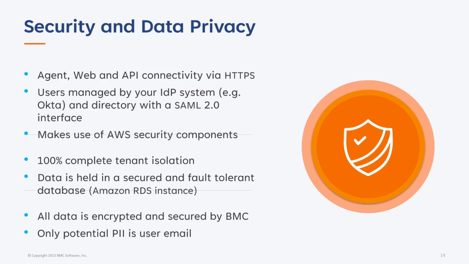Along with availability and maintenance, security and data privacy are foundational to how Helix Control M is delivered as a SaaS platform. All communications in Helix Control M, including agent, web, and automation API connectivity, is secured over HTTPS.